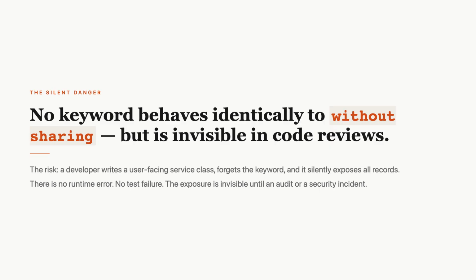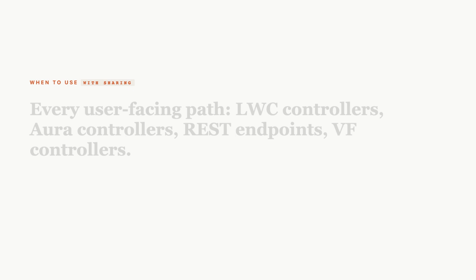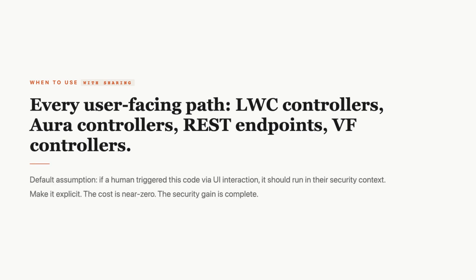Use with sharing on every class that sits in the path of a user request. That means every Apex controller backing a Lightning Web Component or Aura component. Every service class called from those controllers. Every REST endpoint that returns data to an authenticated user. Every trigger handler where logic evaluates records from the running user's perspective. When in doubt, default to with sharing. If the logic breaks, because it genuinely needs access to records across sharing boundaries, that is the signal to examine whether a scoped without sharing inner class is the right answer, not a reason to remove the keyword.